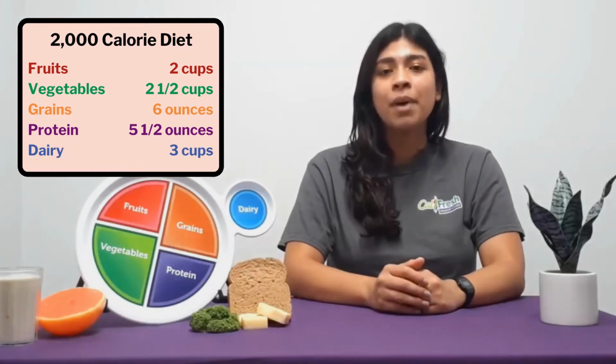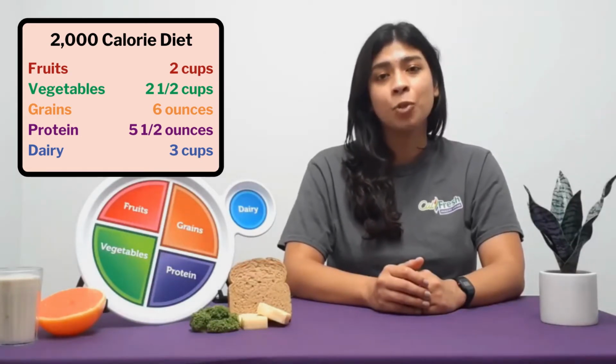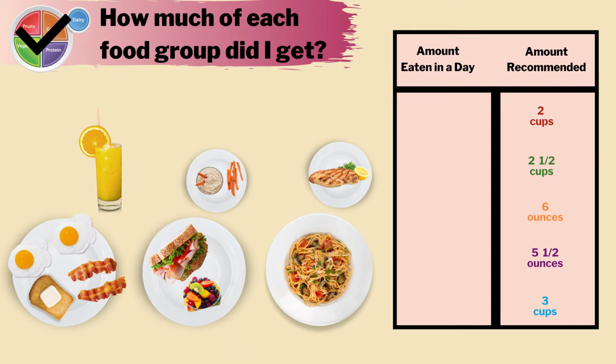Now, let's go back to what I ate in a day and try to add up how much of each food group I had. Starting with the fruit food group, I included 2 cups of fruit throughout my day by including the orange juice at breakfast and the fruit with my lunch.